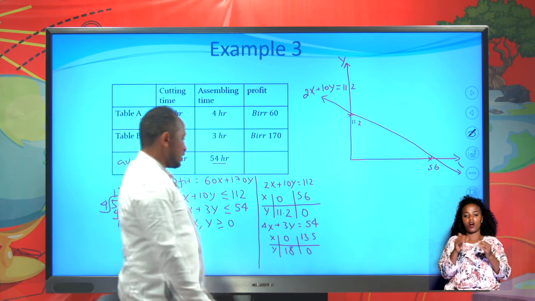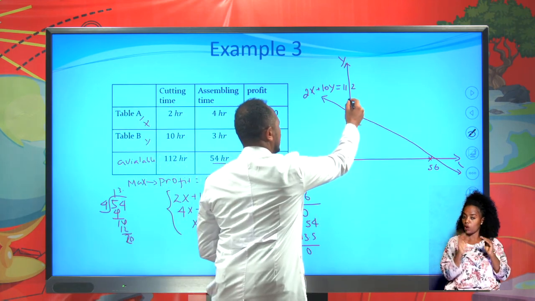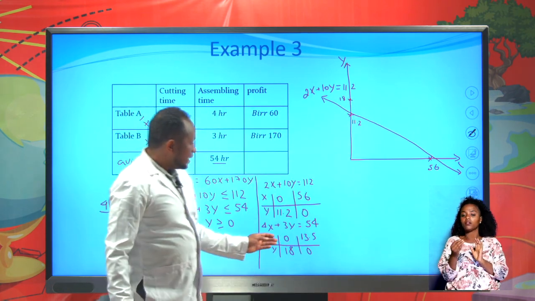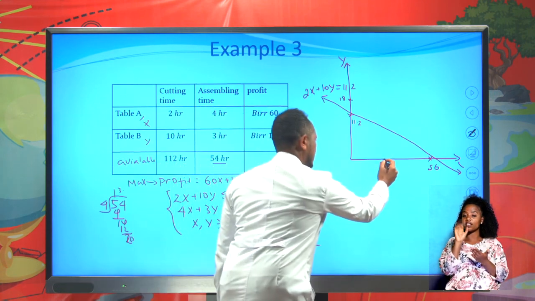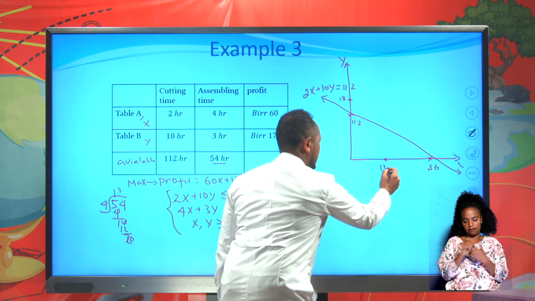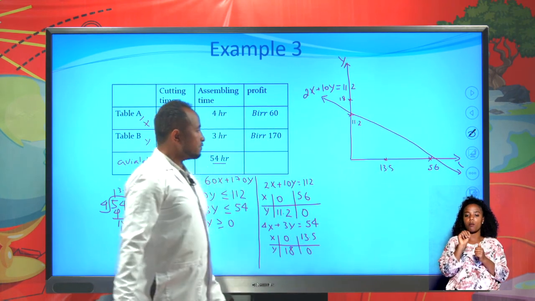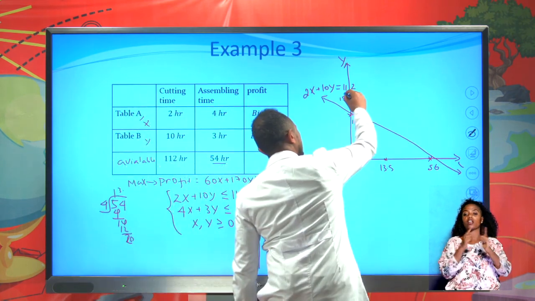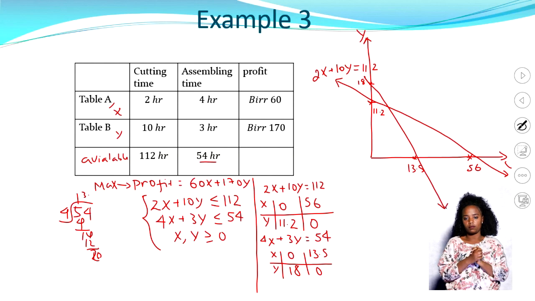We have this table. For x 0, y is 18. Assume 18 here. And when x is 13.5, assume 13.5 to be here. When x is 13.5, the value of y is 0, so the point is there. Therefore, connect these two. We have this. So this line is 4x plus 3y is equal to 54.